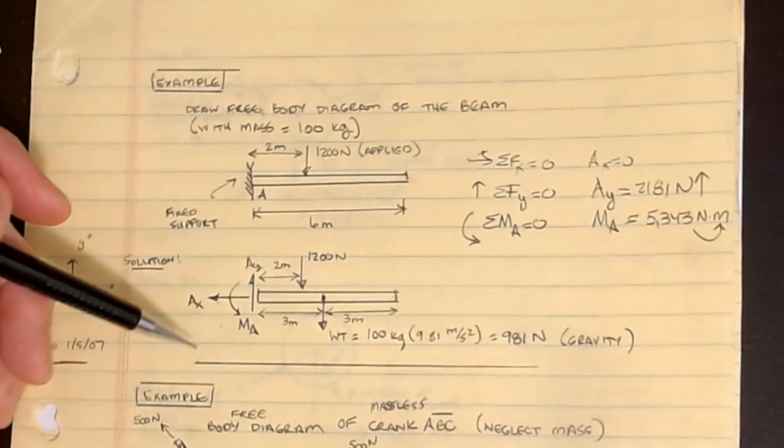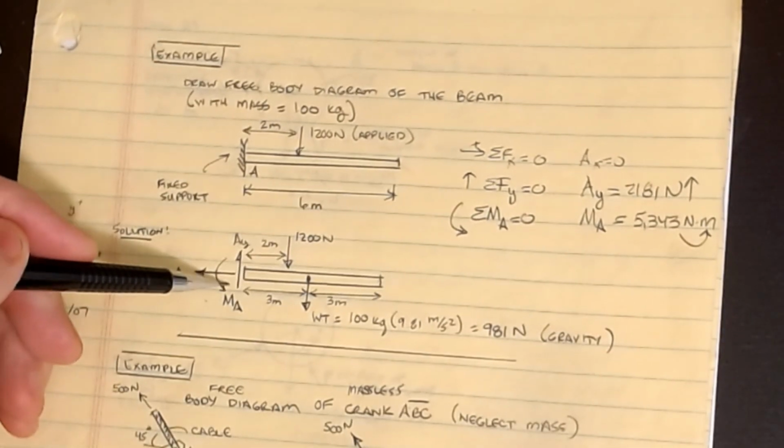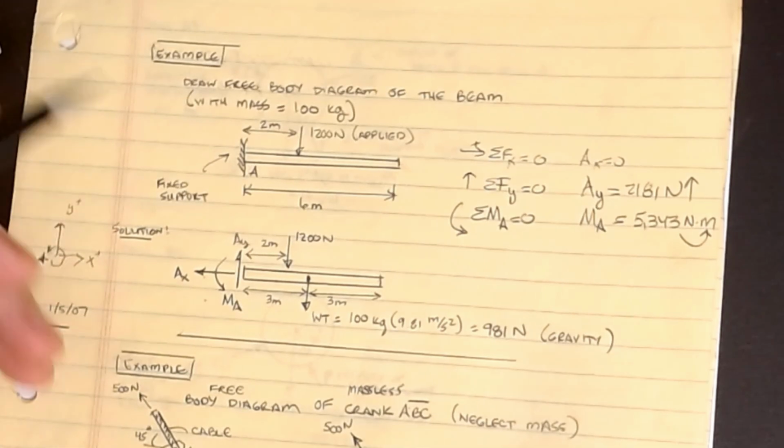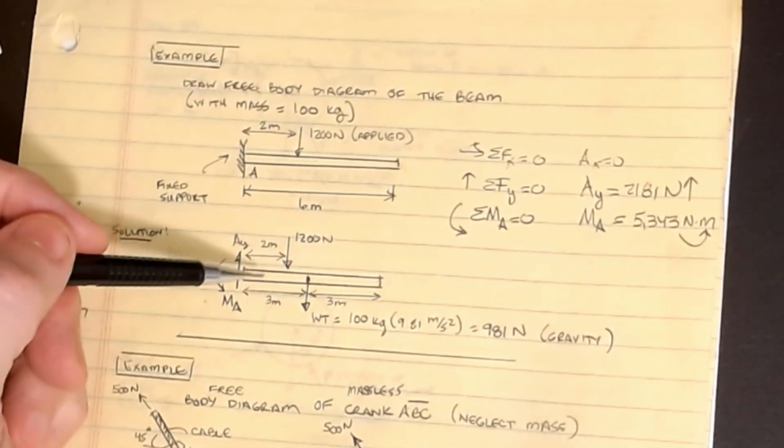But again, it doesn't really matter, because once I have this picture done, this is the first step. You draw a free body diagram of everything. You don't cut anything. We don't want internal forces showing up in our equations.